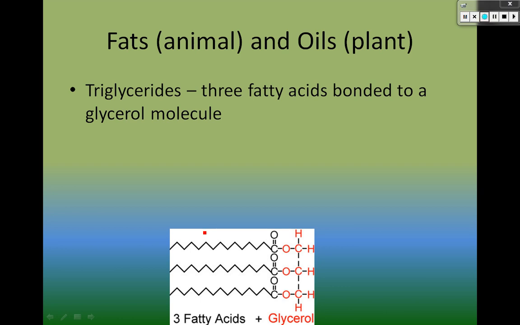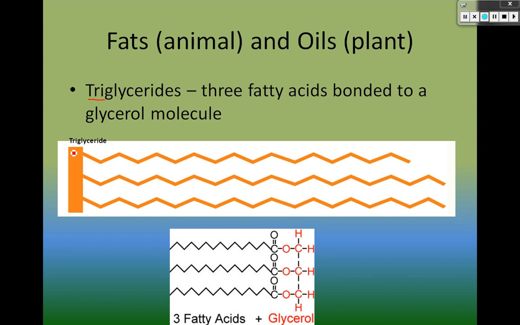But when we're talking fats and oils, the main difference is, did it come from an animal or did it come from a plant? Whether you're talking fats or oils, those are structures called triglycerides. Tri, of course, meaning three, like tricycle or triangle. It's three fatty acids bonded to a glycerol molecule.